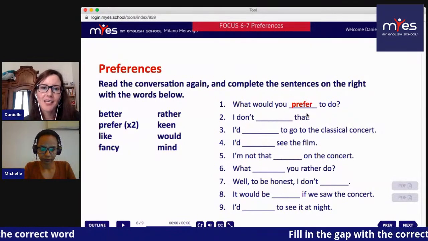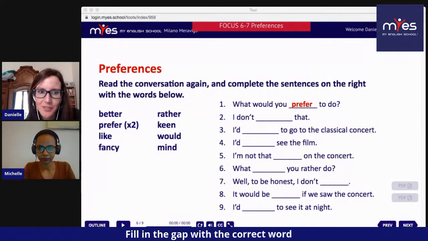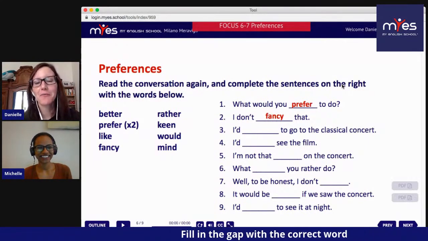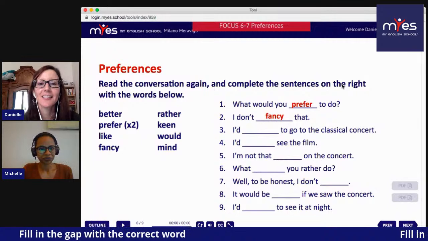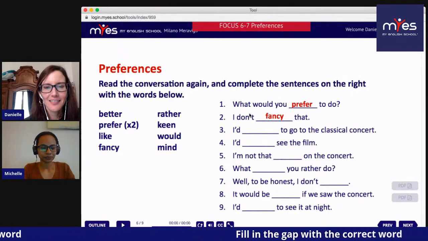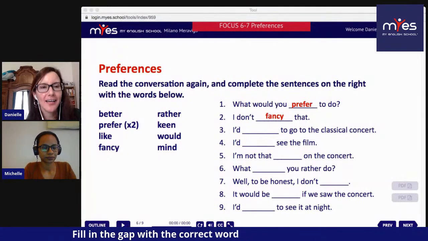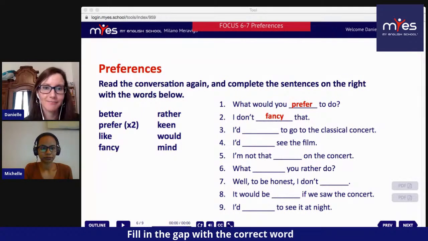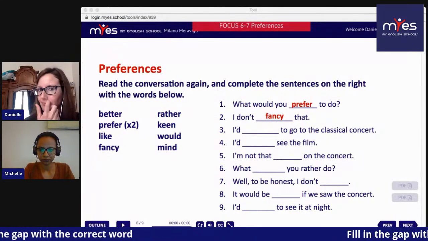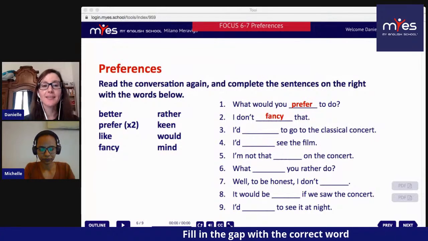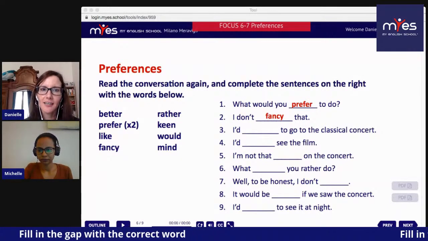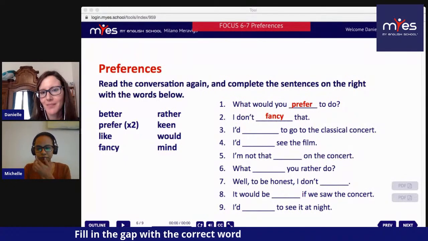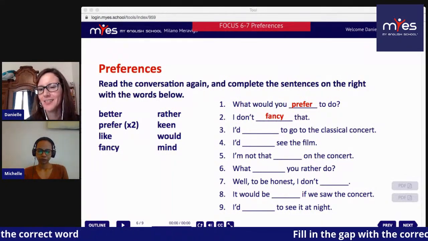All right. Number 2. We've got quite a few answers for number 2. We've got fancy. This is a great word, and we use it in a few different contexts. So here, it's a verb, and it means to have a desire for something. So here, I don't fancy that. I don't want to do it, or I don't want the thing. Some of you said like. Yeah, that does make sense as a sentence. I don't like that. But if you're talking about options and it's your opinion and your preference, fancy is better in this situation.